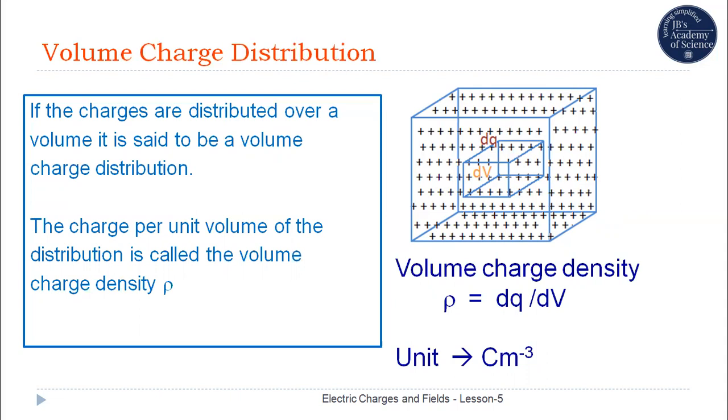Now charge per unit volume of the distribution is called volume charge density. It is usually denoted by the letter rho. Consider a small volume in this figure dV. Let dq be the charge on the small volume dV. Then volume charge density rho is equal to dq divided by dV. Unit of volume charge density is coulomb per meter cube. These are the three different types of continuous charge distributions.